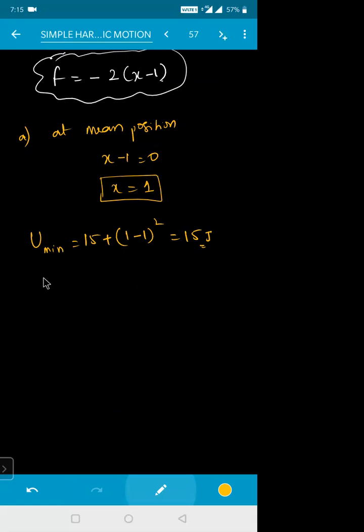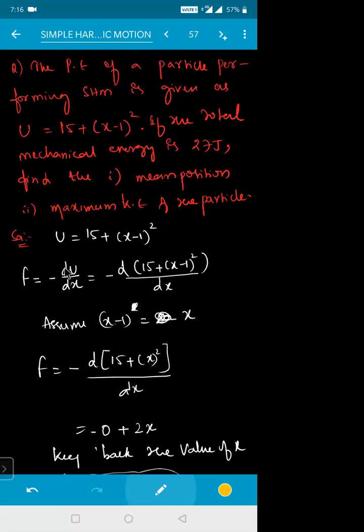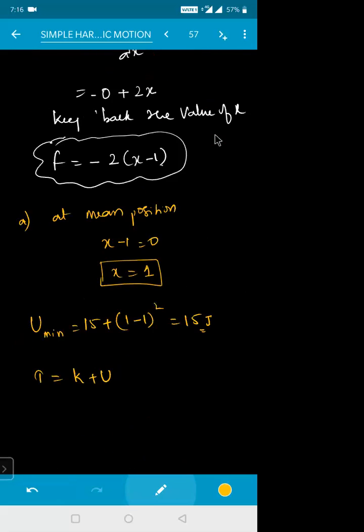Then total energy will be equal to how much? Total energy is equal to kinetic energy plus potential energy. What is the total energy as given in the problem? Total mechanical energy is given as 27 joules. So we can calculate the maximum kinetic energy.